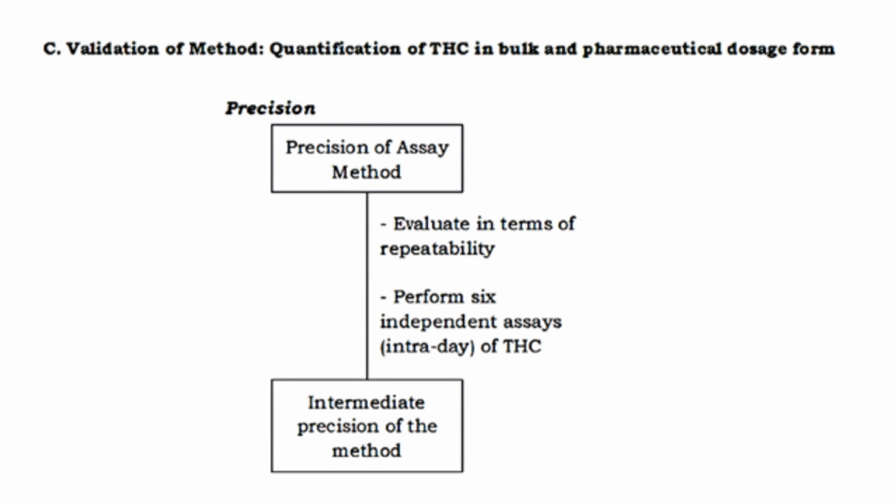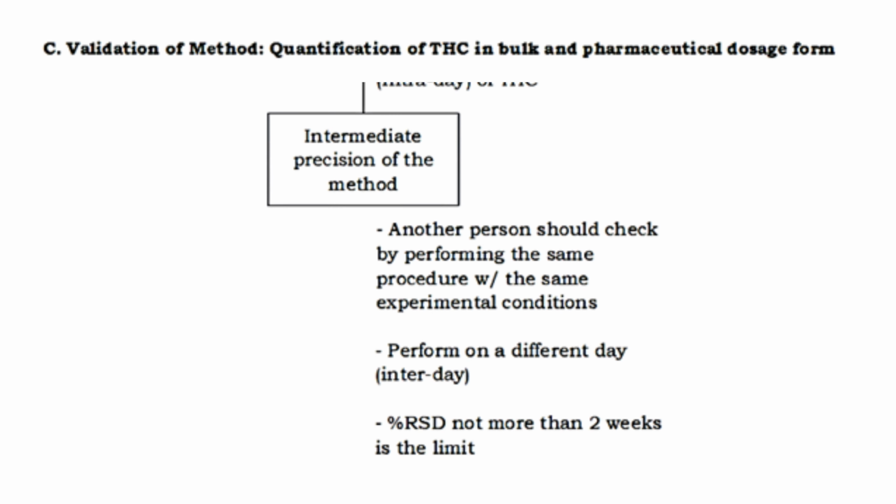The precision of the assay method was evaluated in terms of repeatability by performing 6 independent assays of THC. Under the same experimental conditions, intermediate precision of the method was checked by another person performing the same procedure on a different day.